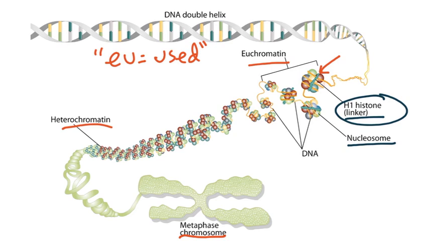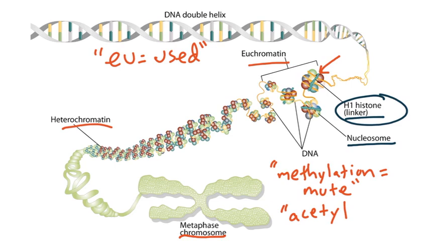Okay, one more thing about DNA structure before we move on. When histones are methylated, this usually represses DNA transcription. When histones are acetylated, this usually activates DNA transcription. Some students remember this with the mnemonic methyl equals mute, so methylation mutes DNA transcription. And acetylation activates DNA transcription, so acetyl equals active.